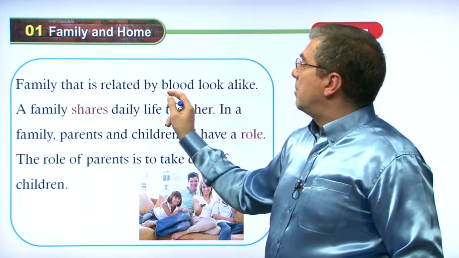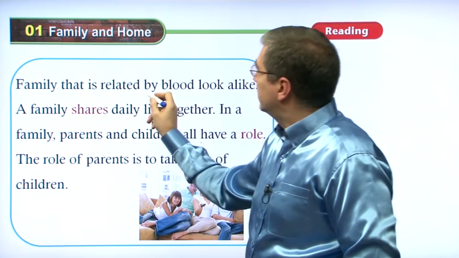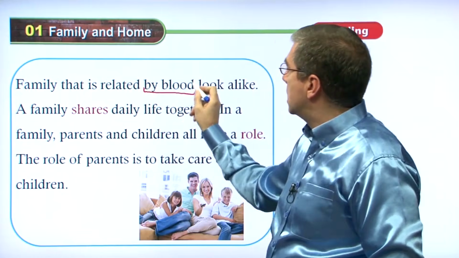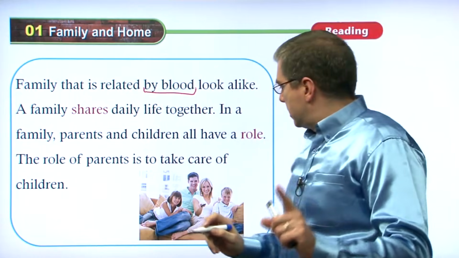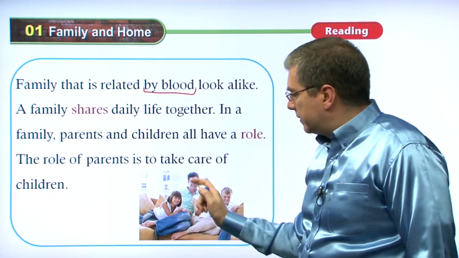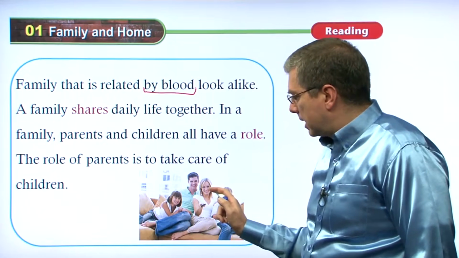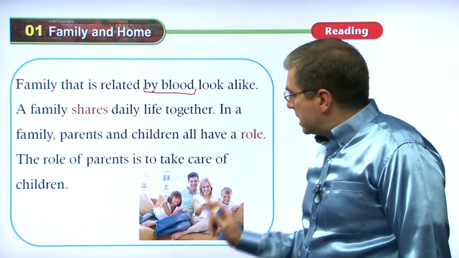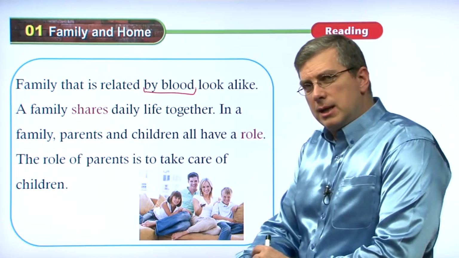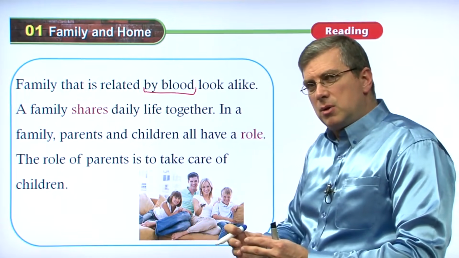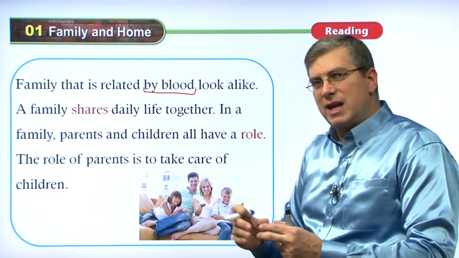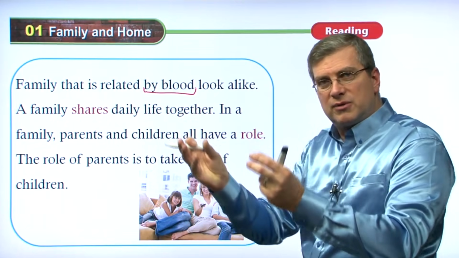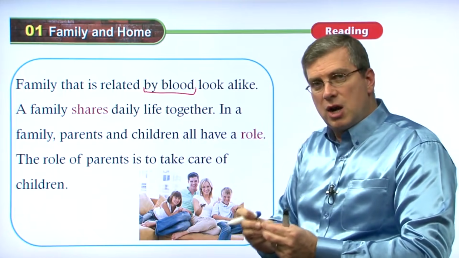Family that is related by blood. That's an interesting point. What does this mean, by blood? Family that is related by blood look alike. Take a look at this family here. This is the father, this is the mother, and these are their children. Now, when we think about blood, we're talking about people who have the same mother and father. Their blood comes from two different people. They share that blood, right?